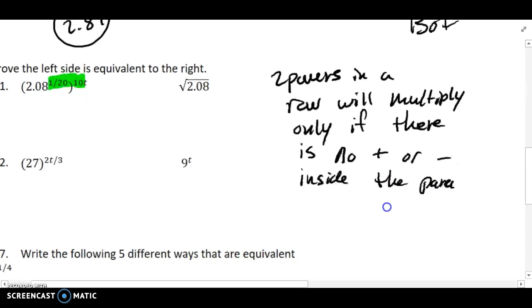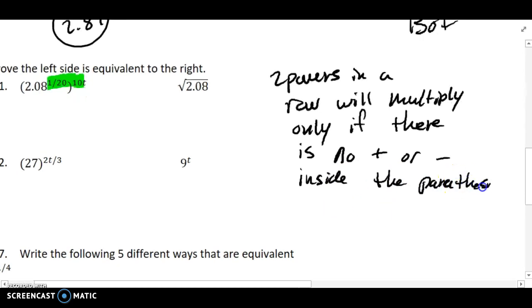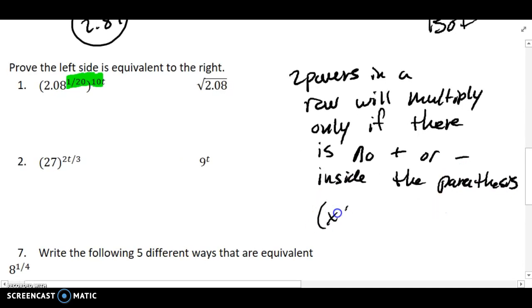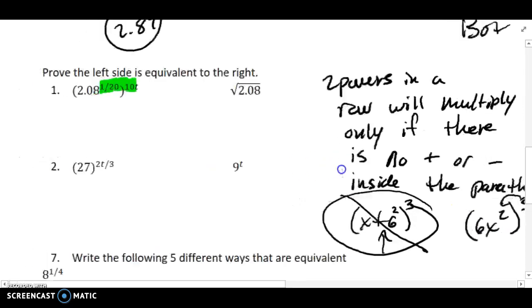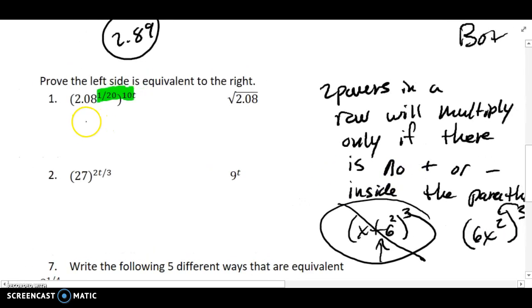And this is something that you guys and girls already know. So if I have something like x plus 6 squared to the third, there's two powers in a row, but the plus means we cannot do that. However, if we had 6x squared to the power 3, we can actually multiply those. Okay, so we can do that here. So here, the highlighted part, we're going to multiply.